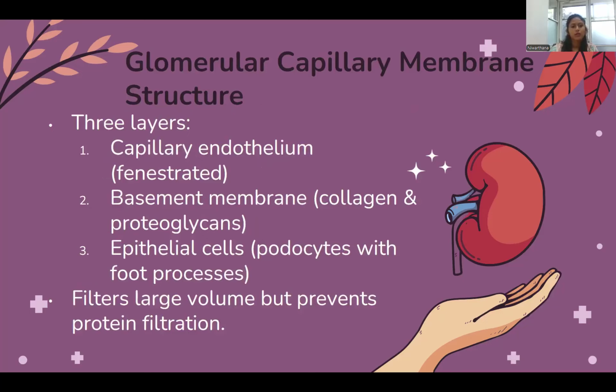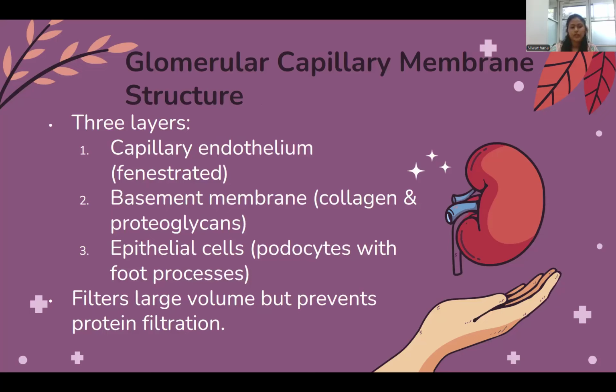So we are going to talk about glomerular capillary membrane structure. The glomerular capillary is similar to the normal capillary membrane, but there is a main difference. Normal capillary membrane has only 2 layers, but the glomerular capillary membrane has a 3-layer structure. They are the capillary endothelium, basement membrane, and epithelial cells. The capillary endothelium layer is fenestrated, and the basement membrane is made up of collagen and proteoglycan. The epithelial cells are composed of podocytes with foot processes.